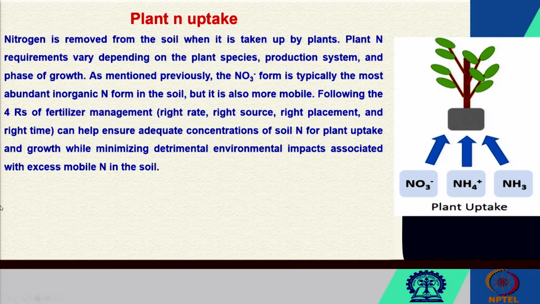So, there is a concept of plant nutrition, the 4R concept. 4R means right rate, right source, right placement and right time. If we maintain the right rate of fertilizer, the right source of fertilizer, the right placement of the fertilizer, and apply the fertilizer at the right time, that will take care of plant nutrition holistically. Following these 4 R's of fertilizer management can help ensure adequate concentration of soil nitrogen for plant uptake and growth, while minimizing detrimental environmental impacts associated with excess mobile nitrogen in the soil.